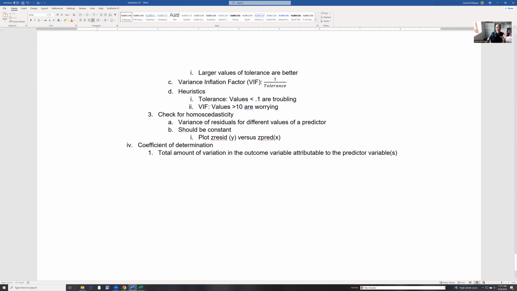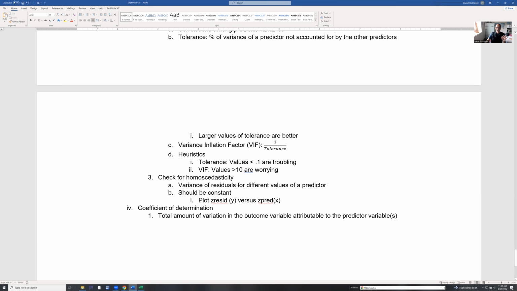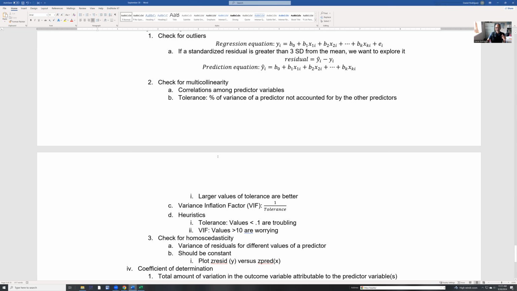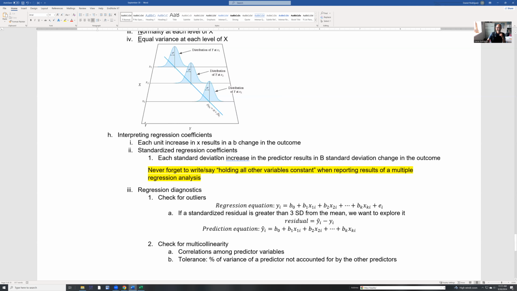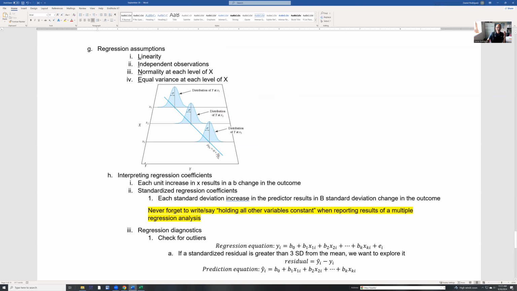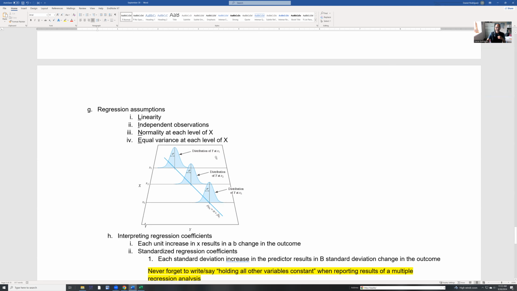So your job is to read the text. Make sure you look at the figures that I provided in the text that explain all of these things, and get ready for the exam. In the exam for regression, I want you to be able to write the regression equation, the simple regression equation, and I also want you to be able to interpret regressions, and then do maybe some minor diagnostics. Okay?